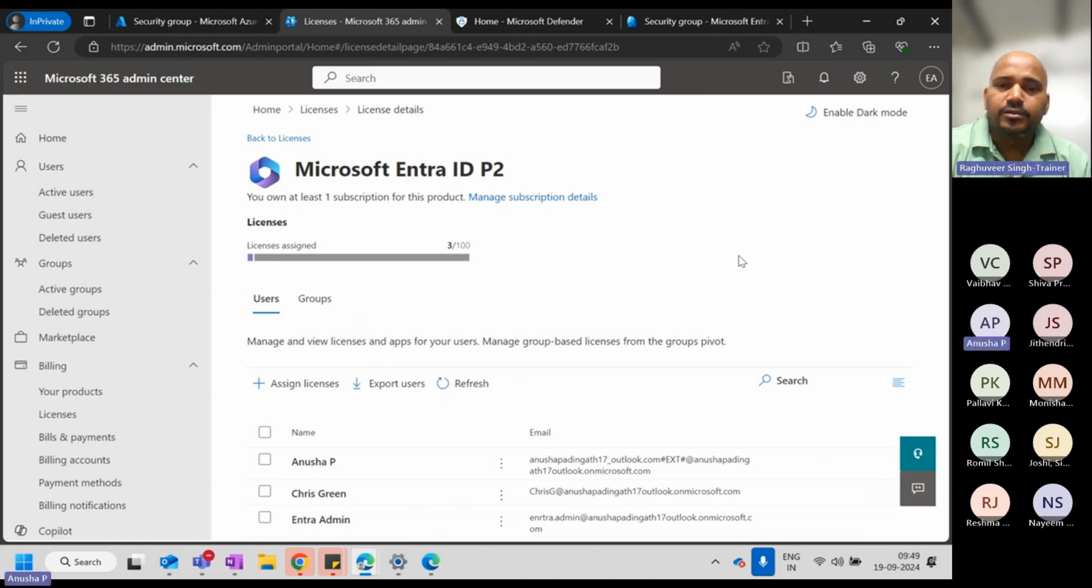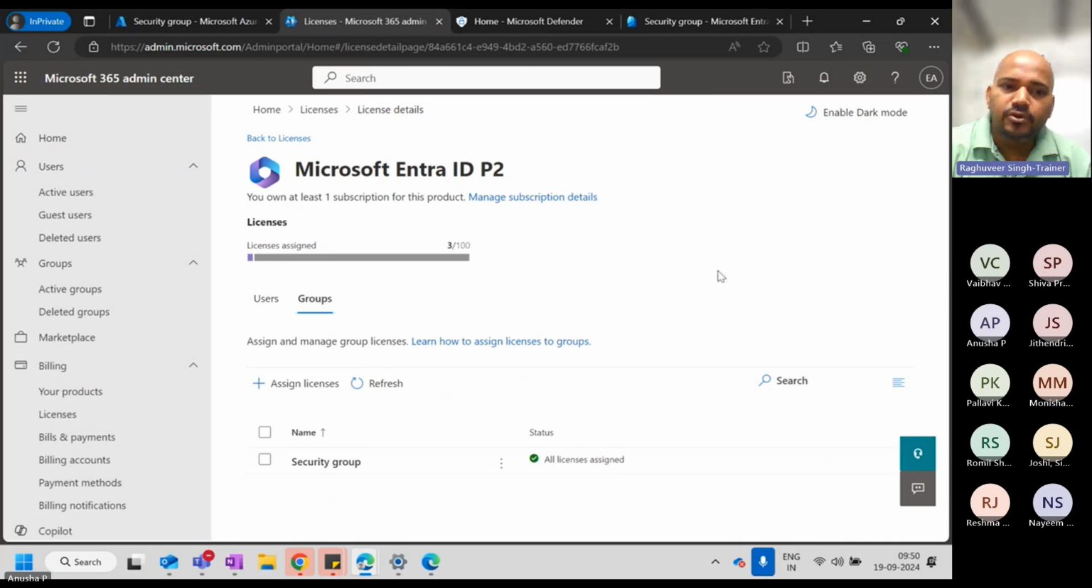And one more query, Raghvir. We do have 100 licenses, right? So for the security group, I have assigned one owner and one member. So when I provide the license to this group, two of my licenses got deducted. So it's like according to the members only, the license is getting activated. Here, license is always assigned to the member, not to the owner.